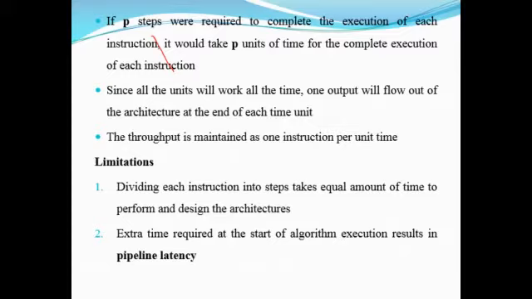Since all the units will work at the same time, one output will flow out of the architecture at the end of each time unit. If I take t as the unit of time, then all the units work all the time, and one output will be produced at the end of each time unit. By using this, the throughput is maintained at one instruction per unit time, that is, one instruction for one t. That is what we consider as throughput.